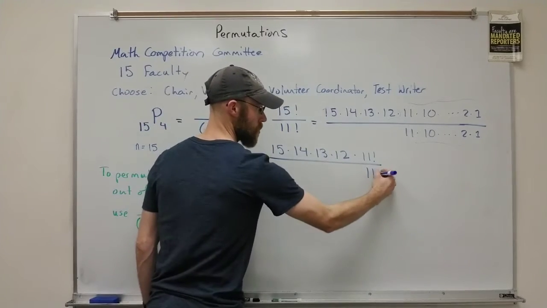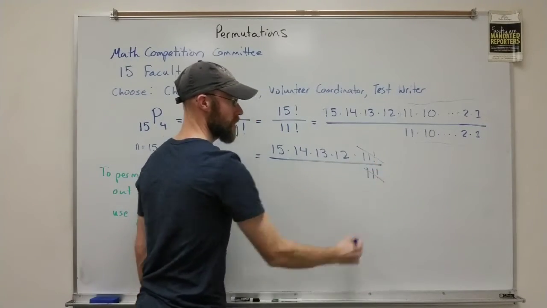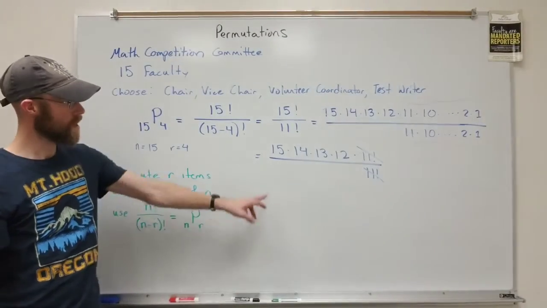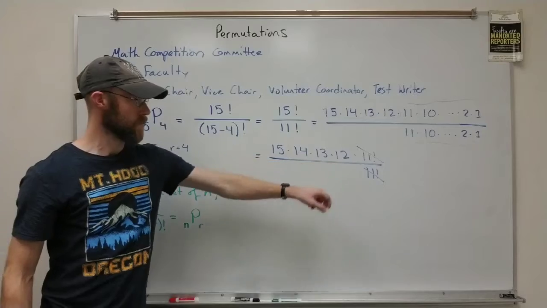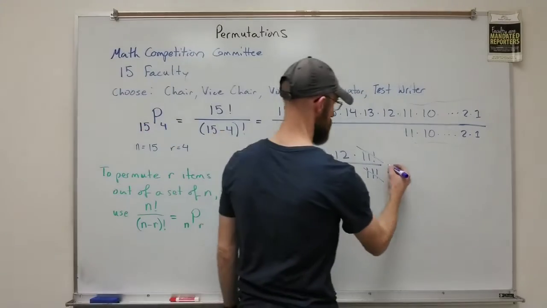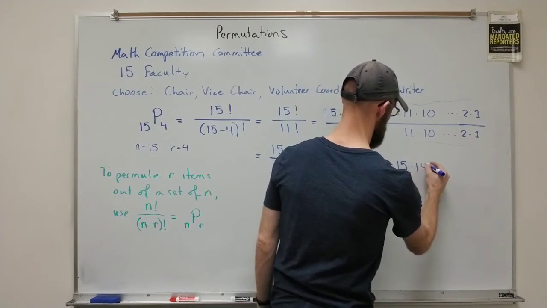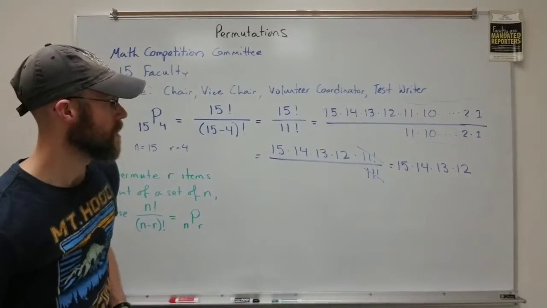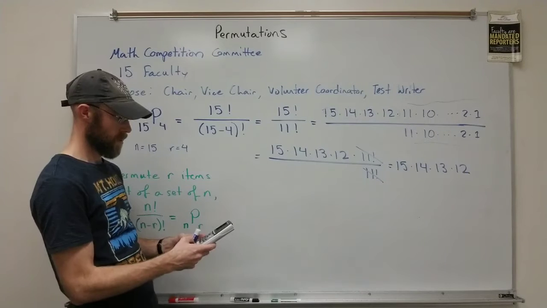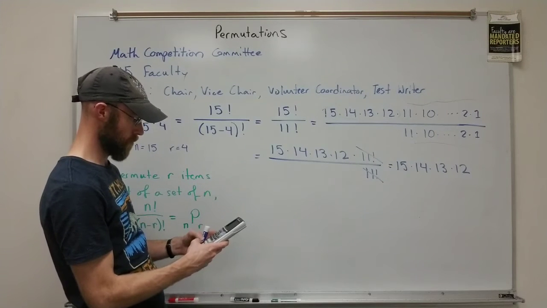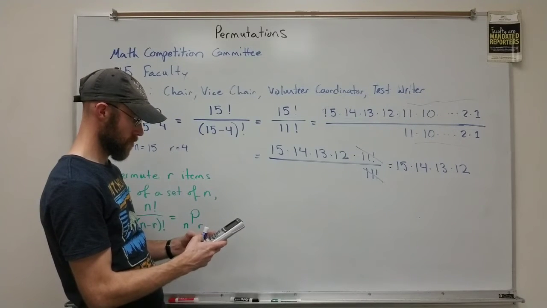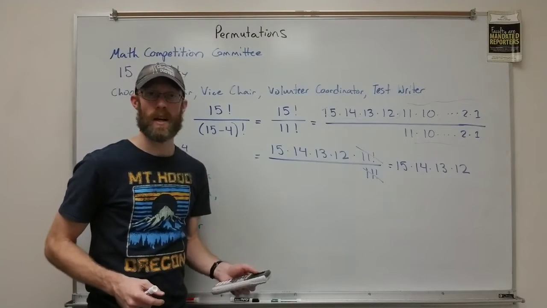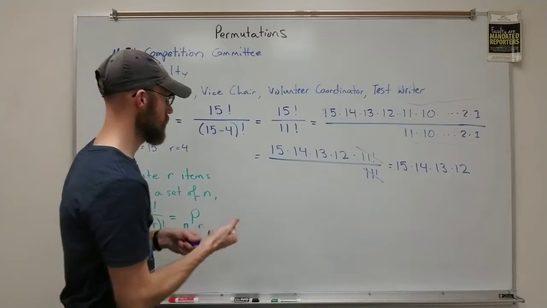And so if you have 11 factorial on top and 11 factorial on the bottom, they cancel. Everything from that point on cancels, and all you're left with is 15 times 14 times 13 times 12. And of course, I am not doing that in my head right now. So we've got 15 times 14 times 13 times 12 is 32,760.